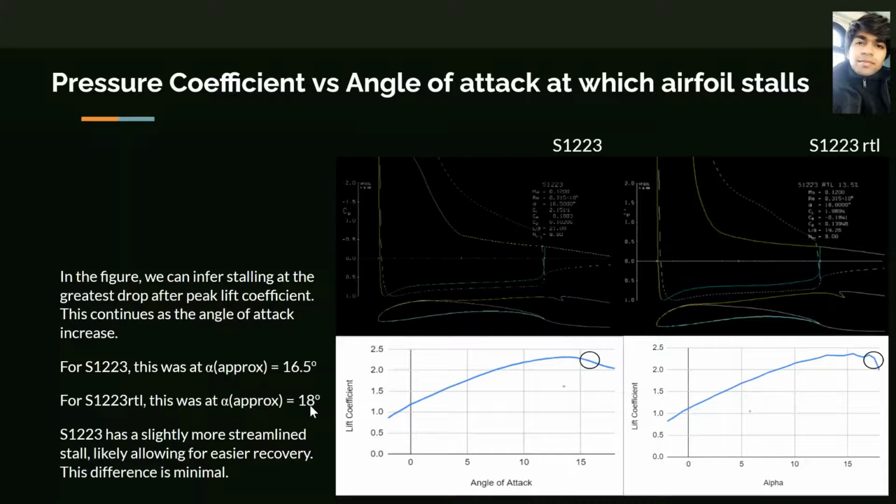Moving on, next we see the graph of pressure coefficient versus the angle of attack at which the airfoil stalls. Here we see the greatest drop after peak lift coefficient, and this is called stalling. It continues to stall as the angle of attack increases. Here we also see the boundary layer expanding as we calculated the angle of attack to be approximately 16.5 and 18 degrees for S1223 and S1223 RTL respectively. Here we concluded that the S1223 graph has a slightly more streamlined stall, which allows easier recovery even though the difference is minimal.